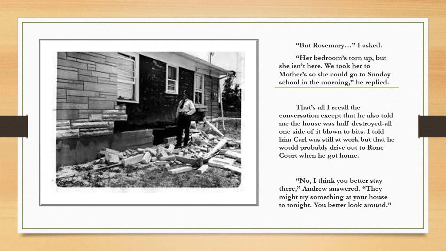But Rosemary, I asked. That's Andrew's daughter. Her bedroom's torn up, but she isn't here. We took her to Mother's so she could go to Sunday school in the morning, he replied. That's all I recall about the conversation, except that he also told me the house was half destroyed, all one side of it blown to bits. I told him Carl was still at work, but that he could probably drive out to Roane Court when he got home. No, I think you better stay there, Andrew answered. They might try something at your house tonight. You better look around.